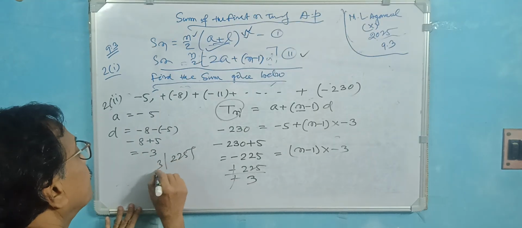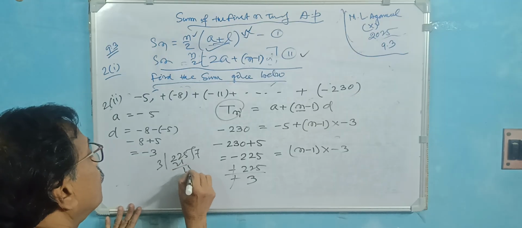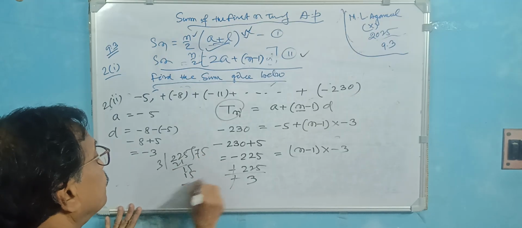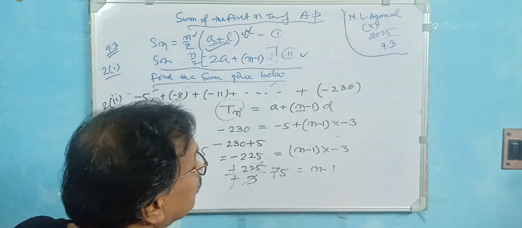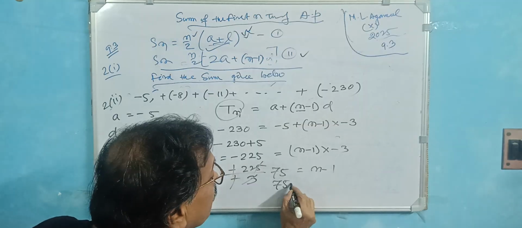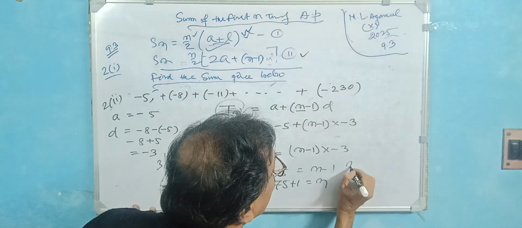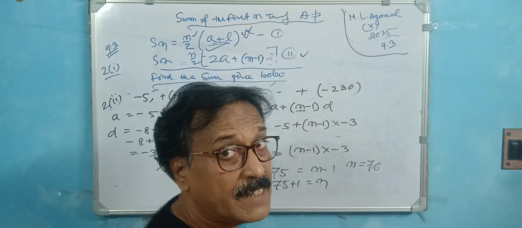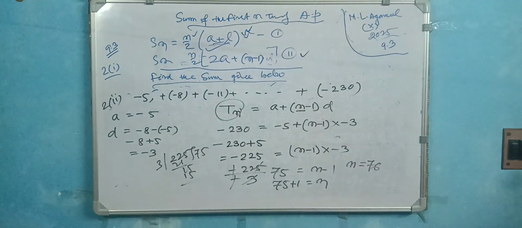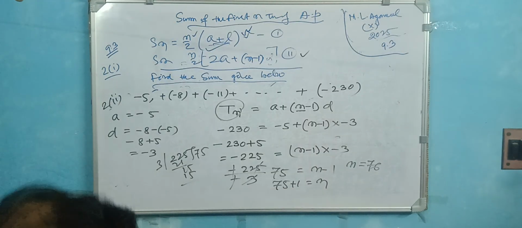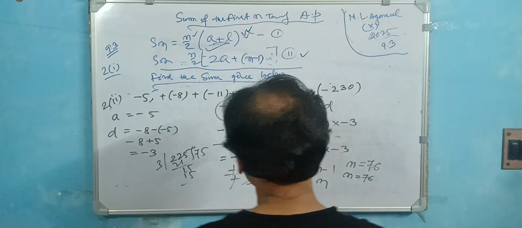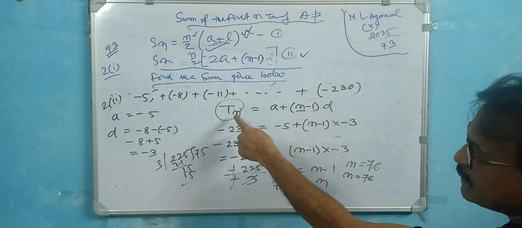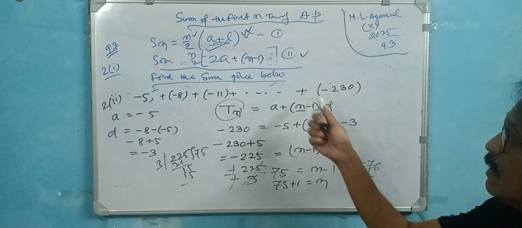225 divided by 3, 7 21, 1 15, 3 5 15, that means cancelling gives 75 is equal to n minus 1. So 75, the 1 goes to this side as plus 1, is equal to n. So what is the value of n? n is 76. Okay? Clear? Look, tn is equal to a plus n minus 1 into d.